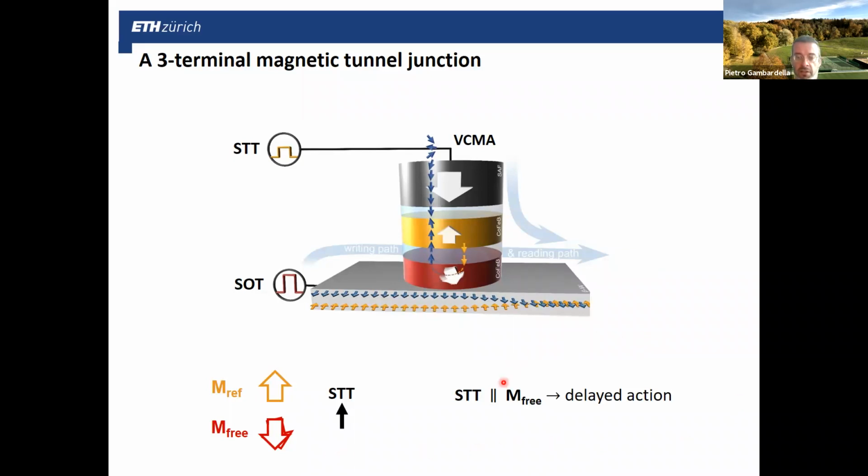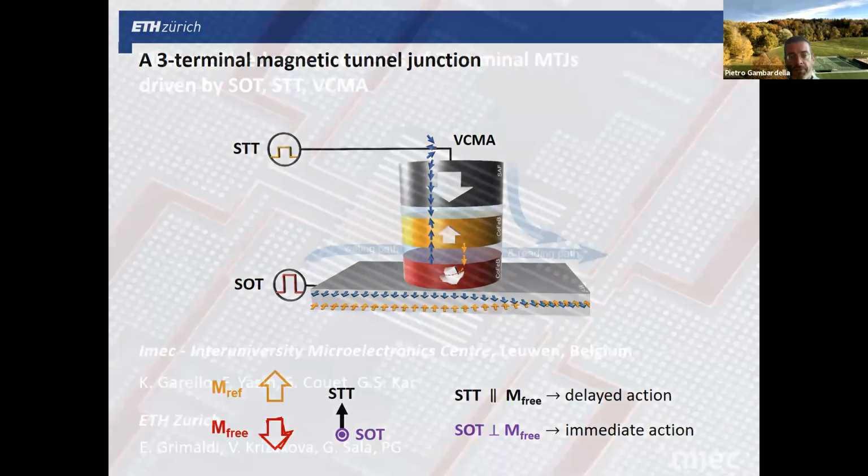And so that causes a delayed action or an incubation time. In principle, however, spin orbit torque is orthogonal to the magnetization of the free layer, and so it doesn't need to wait for fluctuations to misalign the free layer magnetization. So it has, in principle, immediate action. So that's one notable difference between the two torques, which is in principle useful for achieving fast switching. We'll see, however, that the situation is not as simple or ideal as it looks.